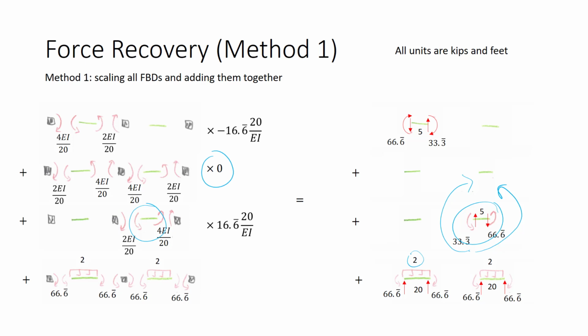The applied load of 2 kips per foot times the length of 20 feet is 40 kips. It splits evenly to each side because of symmetry. That gives me a shear force of 20 kips at either end.